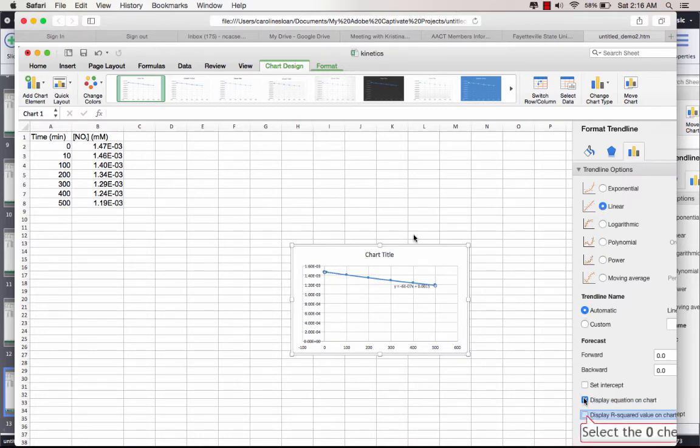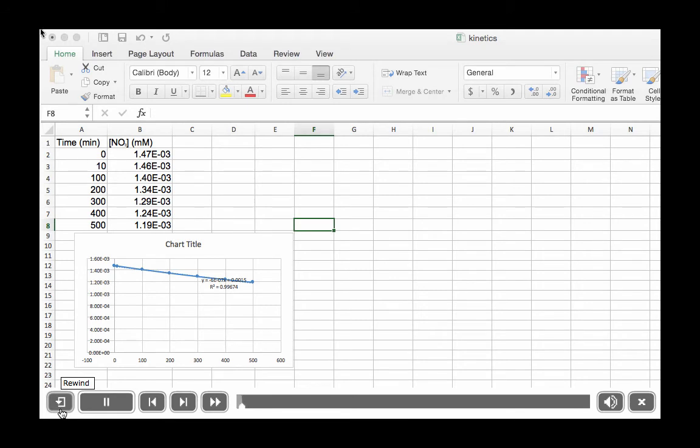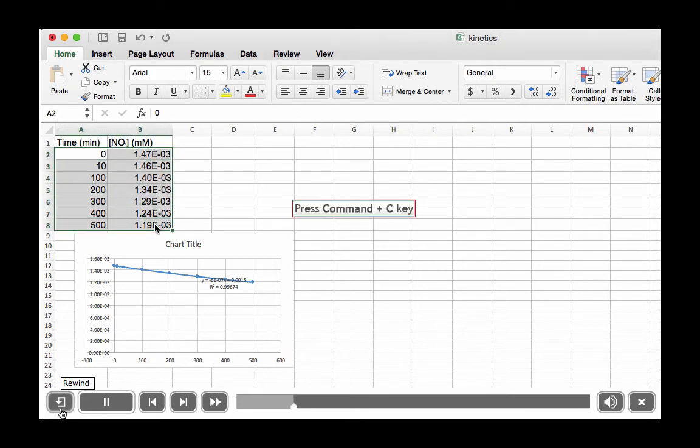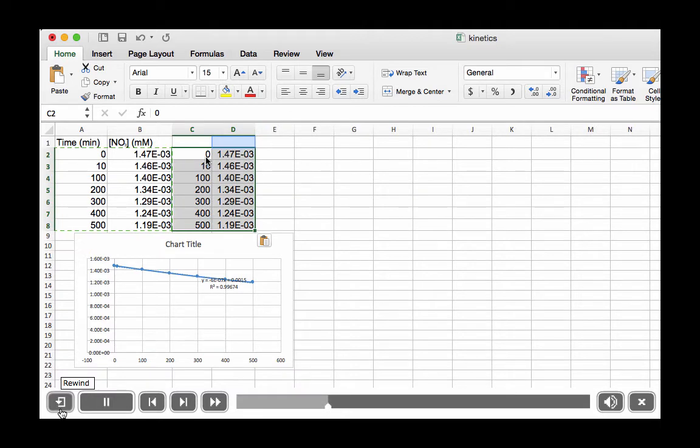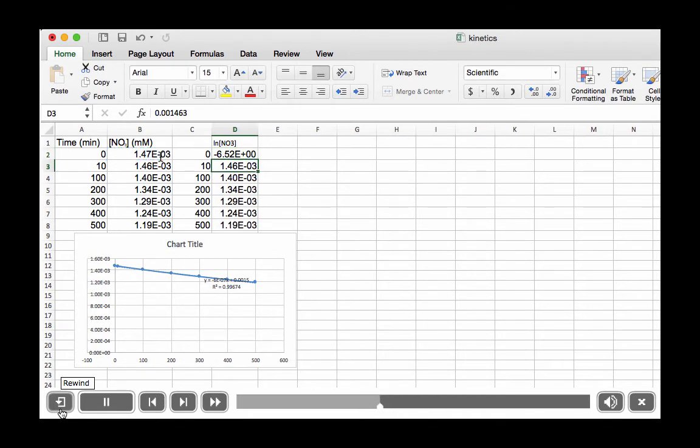Then, to calculate the other data, copy and paste the time data into the next column. Then, in the column next to that, type in equals ln open parentheses, and then move your mouse into the first concentration box, and then type close parentheses. Then press Enter. To get the rest of the natural log information calculated, highlight and drag down this box into the rest of the column.